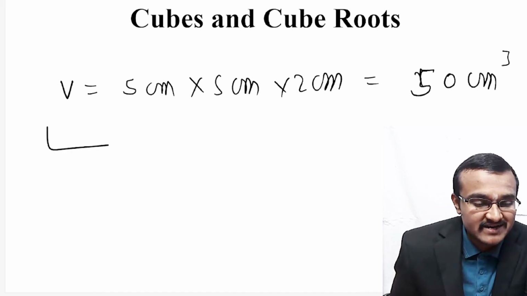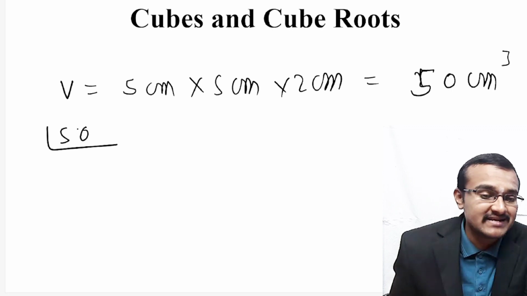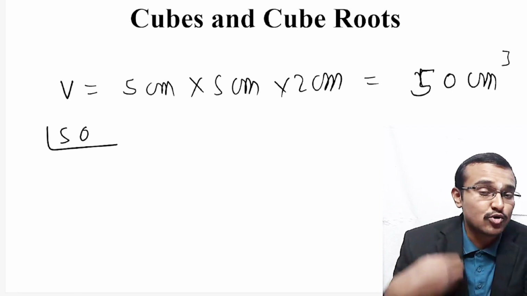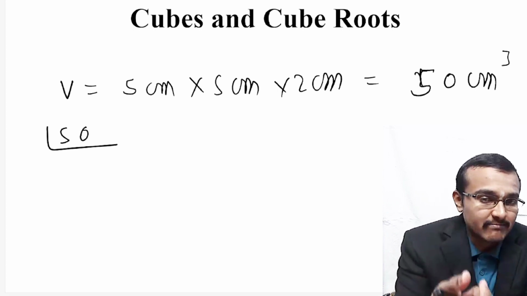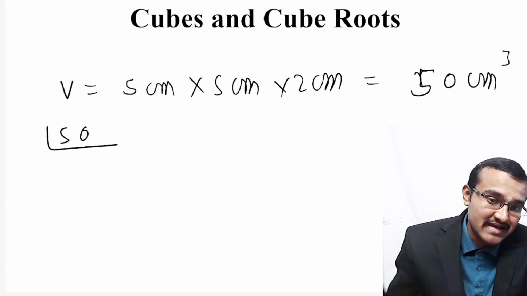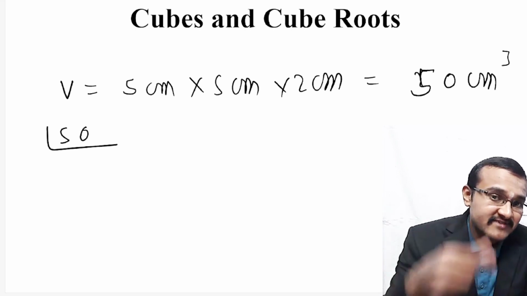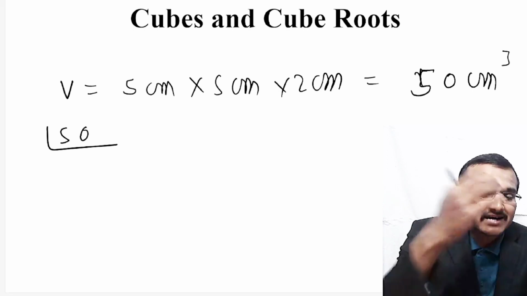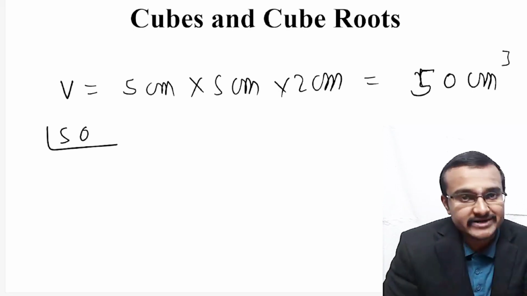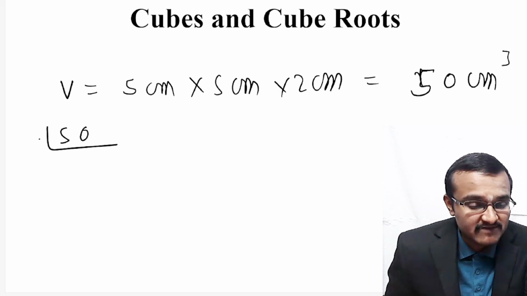So you can do prime factorization and find how many more numbers you should actually add to make this 50 a perfect cube number. That many numbers which you will add to make this 50 a perfect cube will be the number of cuboids required to make a perfect cube out of these cuboids. So let us use prime factorization.